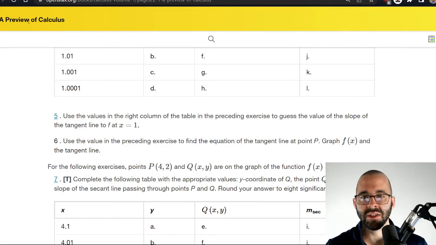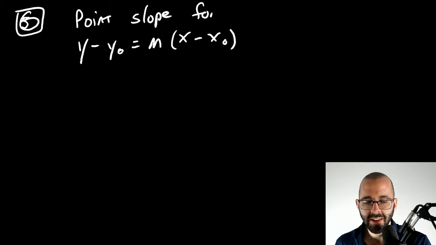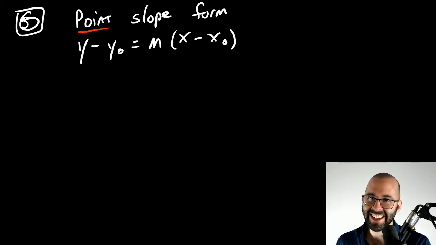How do you find the equation of the tangent line? We haven't talked about that. We're going to use something called point slope form. There's a bunch of different forms that you can use, but point slope form is the best in this case. And that's y minus y naught equals m times x minus x naught. And all you need to use this formula is 2 things. You need a point and you need a slope.